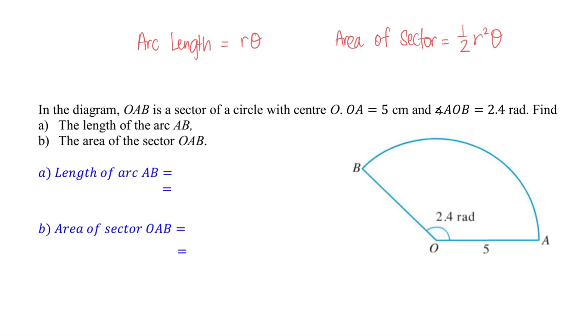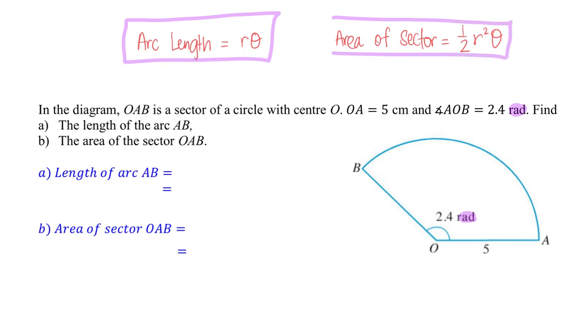Hello everyone, welcome to this video where we are given the sector OAB and the radius is given as 5 cm. Very importantly, the angle is given in radians. That's why the above two formulas are being pulled out, because these two formulas deal with angles in radians.